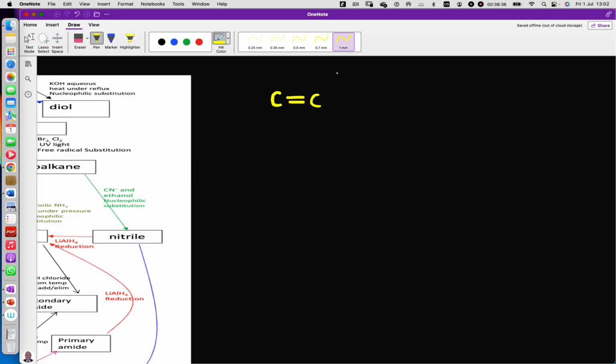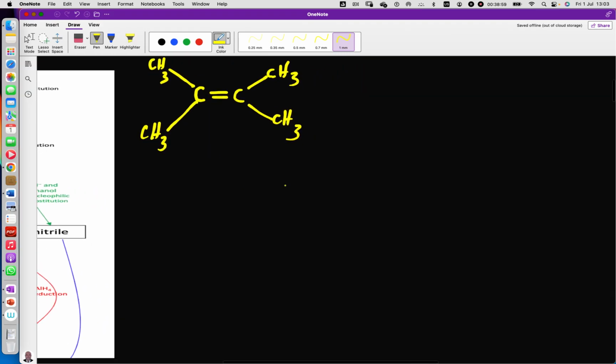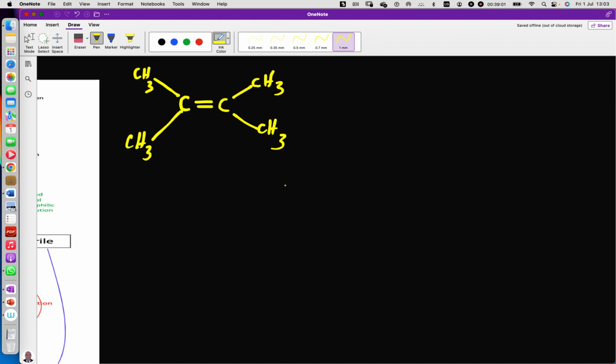We have this alkene that has two alkyl groups attached to both ends. Now, two alkyl groups attached to both ends. What is going to happen here is this one.